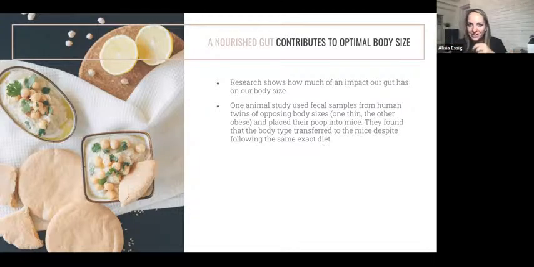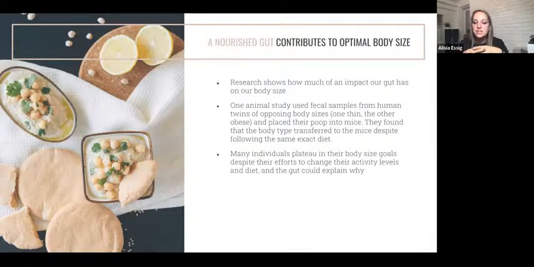They put it up there. And these mice then were fed the exact same diet. What was fascinating is that the body type transferred to the mice despite following the exact same diet. So the mouse who got the obese twin's poop became obese. The mouse who got the thin twin's poop stayed thin. So there's another factor that's going on, and that is your microbiome.